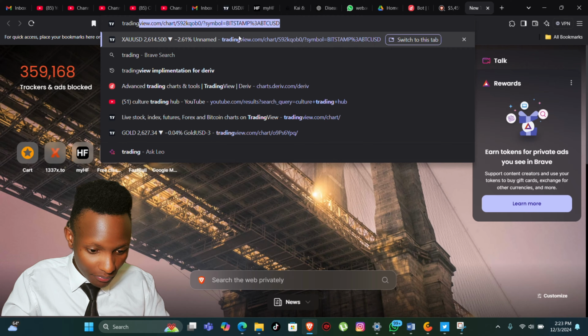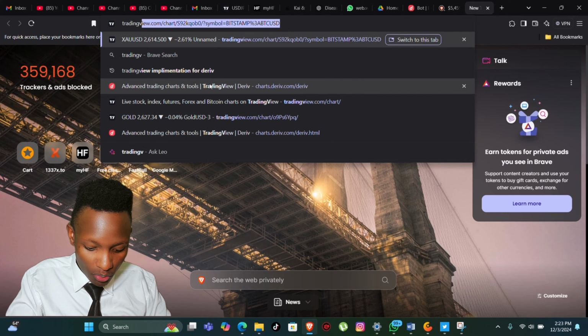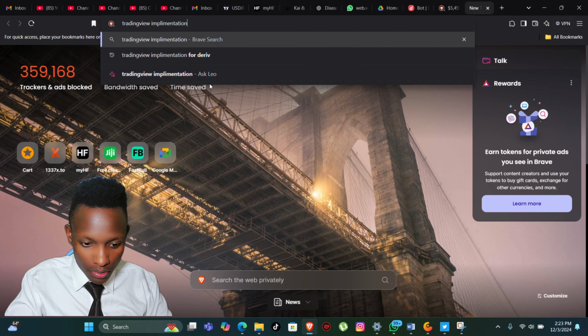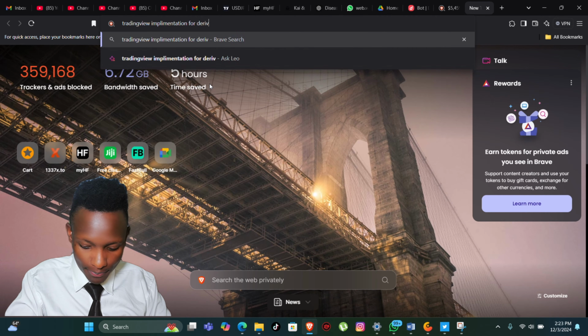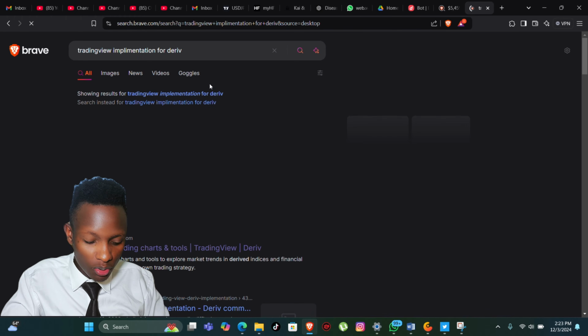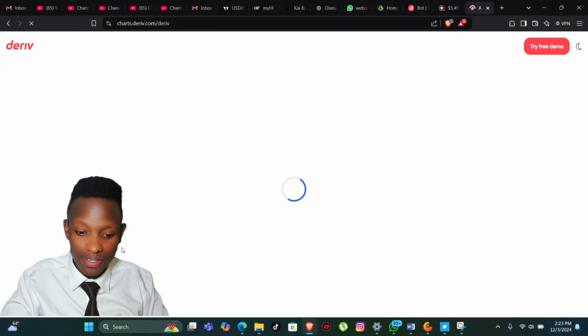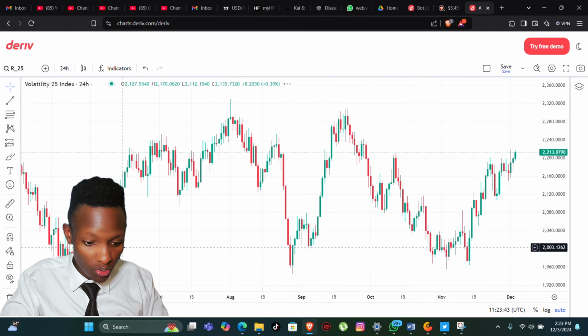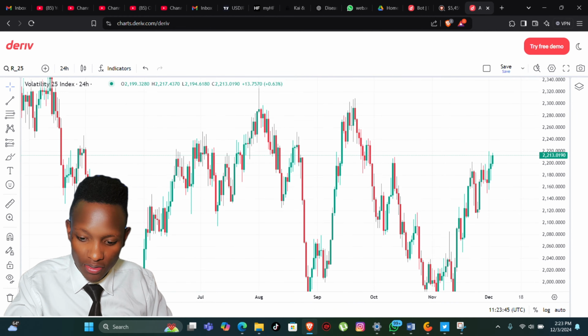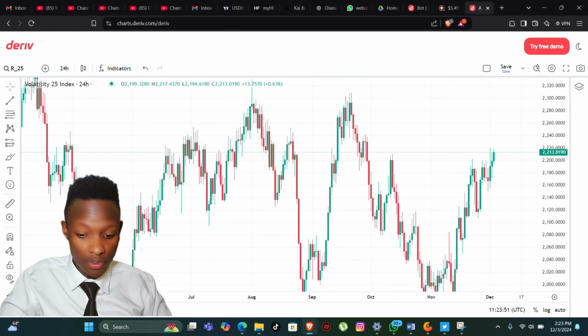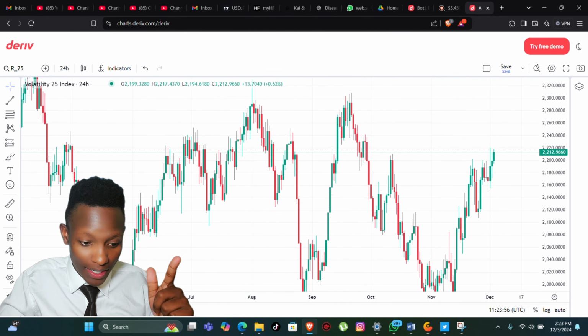So you go to trading view implementation for DERIV. I'm taking you step by step. That is step number 1. You go to trading view implementation for DERIV, and the first link that appears is the one that you're going to use. You can see it has brought us to the charts. Of course, if you haven't watched the first and the second episode, please go back and watch those 2 episodes so that you can come back and follow up on this 3rd episode.